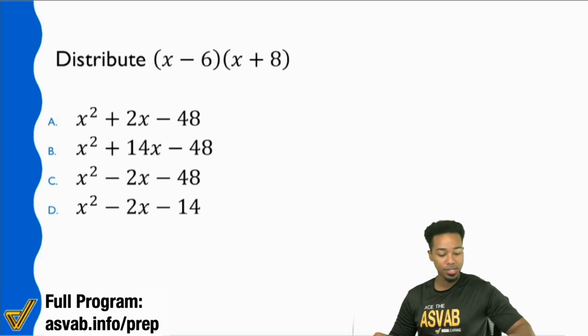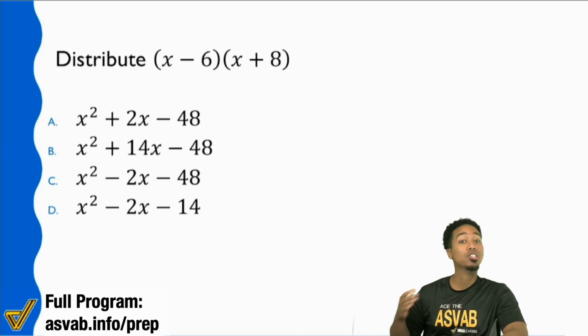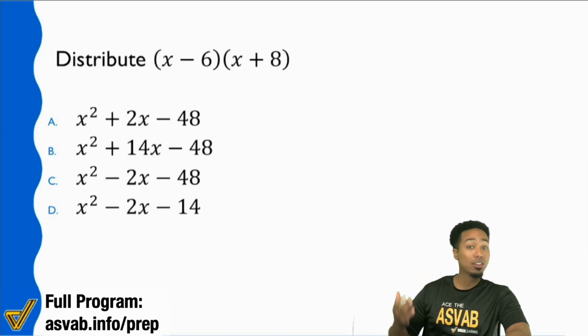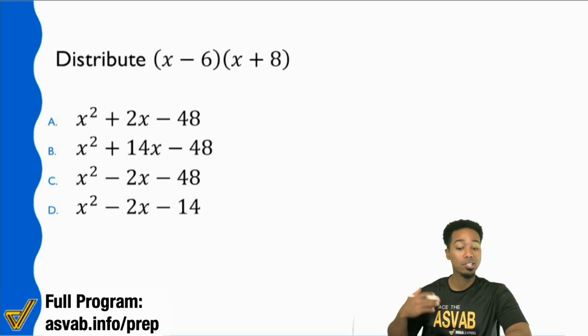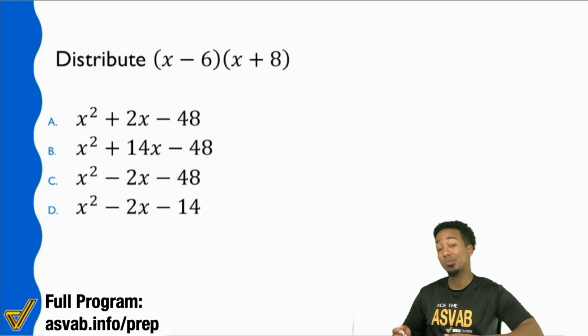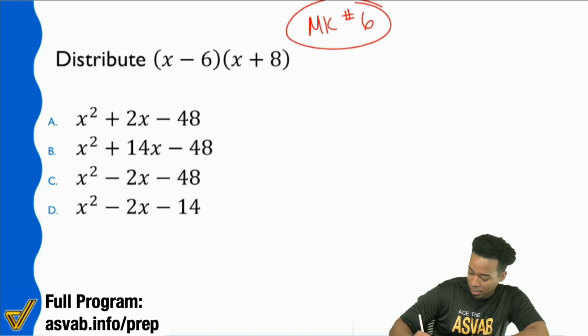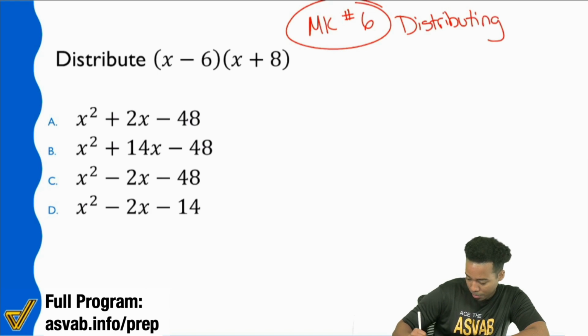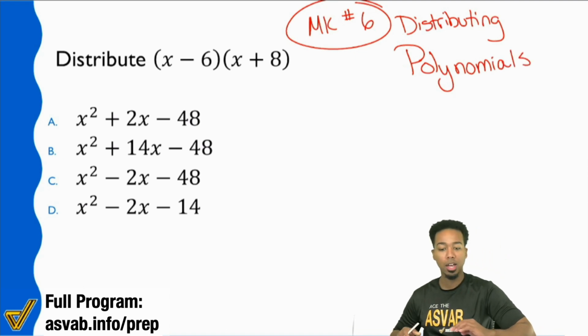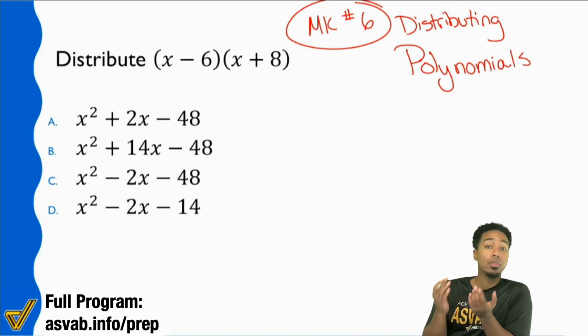For the topic, this is everything to do with polynomials, just like we saw earlier, but there's a twist. This is not going to be from factoring polynomials. This is going to be for distributing polynomials. So this is Unit 6 in the Math Knowledge course, MK number 6. And again, this is distributing polynomials. Distributing polynomials, all right? So here's how this works.